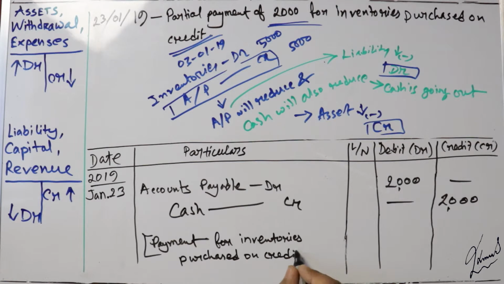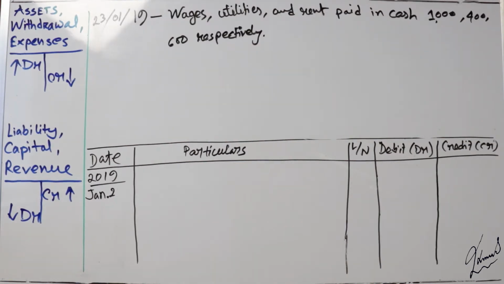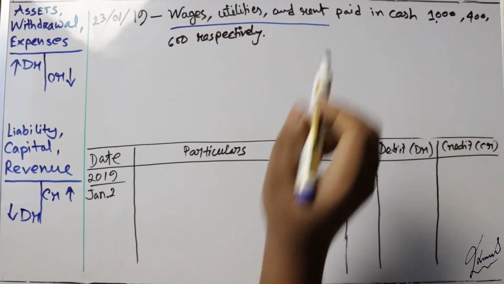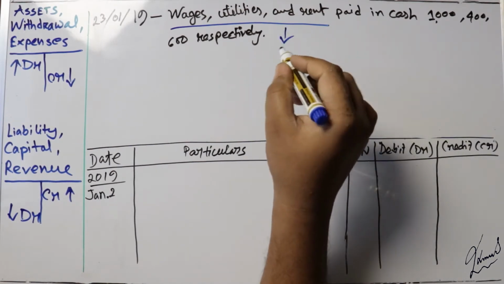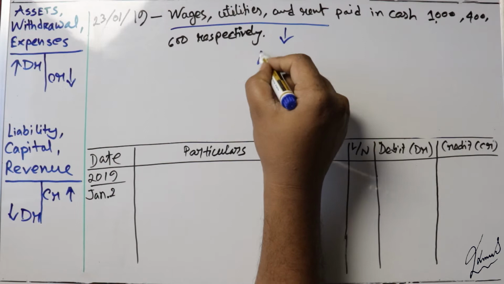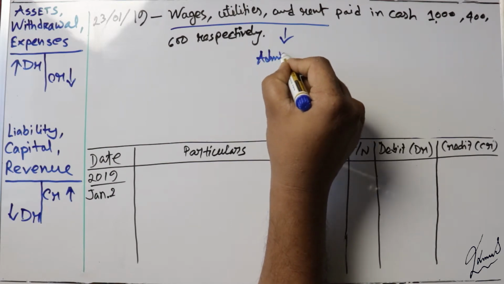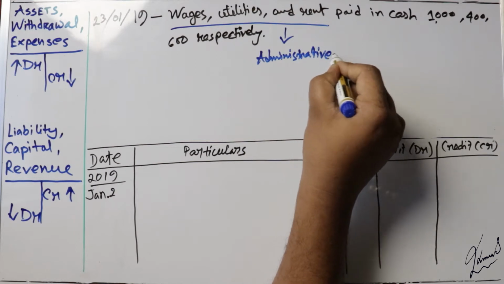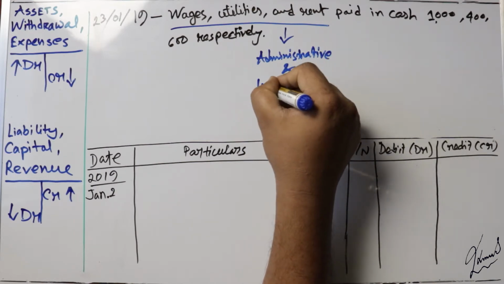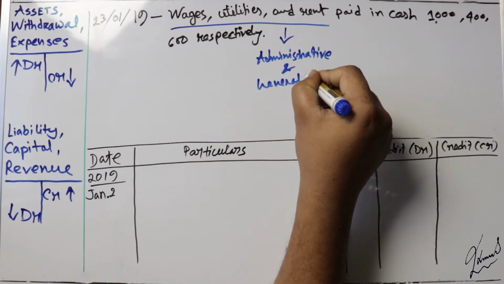So let's move to the next transaction, wages, utilities and rent paid in cash. Now these wages, utilities and rent fall under a broad category of administrative and general expenses. This is the broad category of these expenses. So we will use administrative and general expenses as our account.